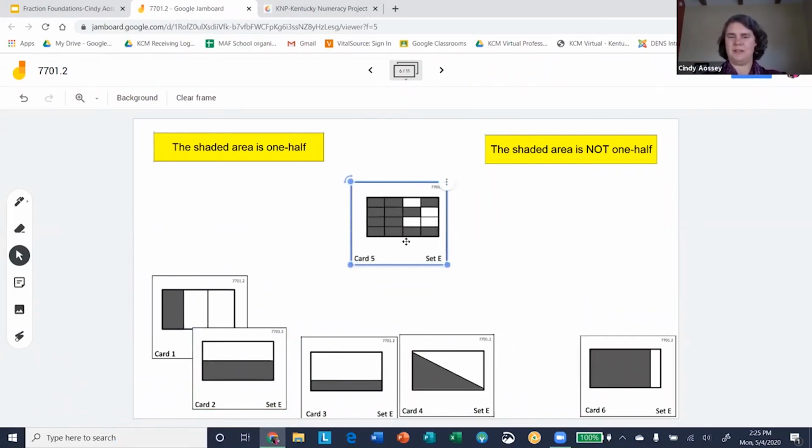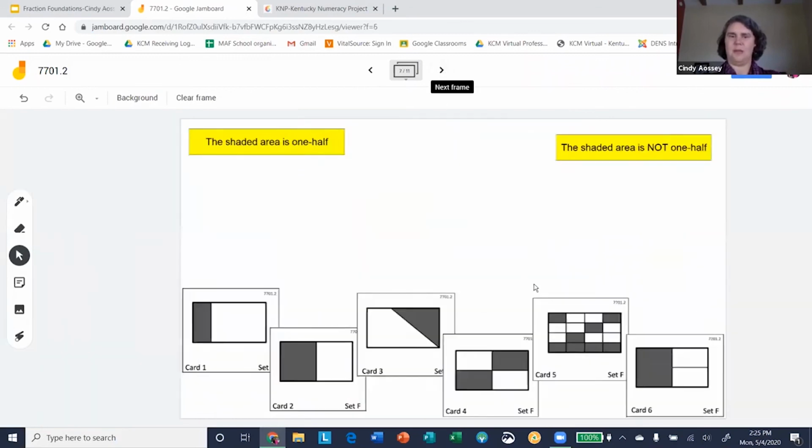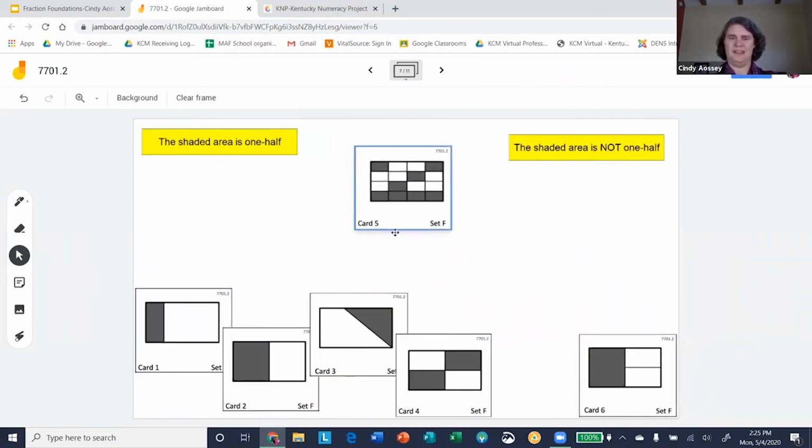And then we ask them to wrestle with things that are partitioned in a lot more ways. So for example, this one. How do we have kids figure out if that's 1/2 or not 1/2? This one really pushes them to start mentally moving the shaded region, because it's about the size, not about the location. So when they can start saying, well, if that shaded region were here, and this shaded region were here, and this shaded region were here, now I can see the 1/2. But they can also see it as 8/16.